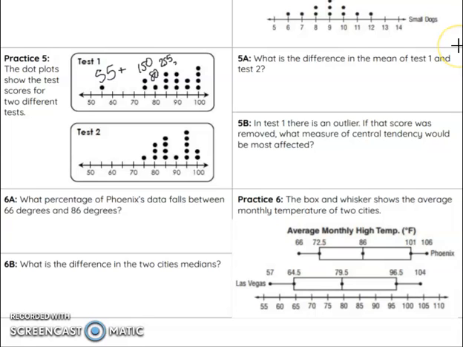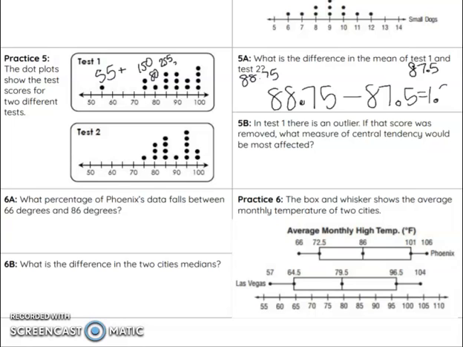And so for the first test, I get that the average is 87.5. And then I'm going to add up all of the ones for test 2, and I get that that is 88.75. So 88.75 minus 87.5 would be 1.25.